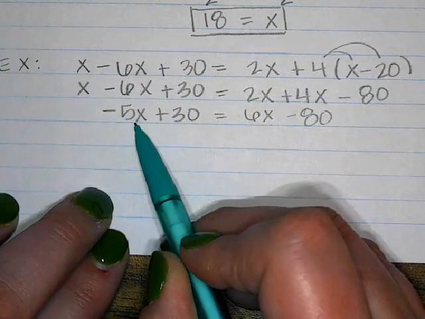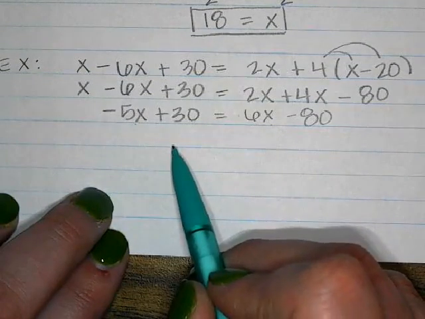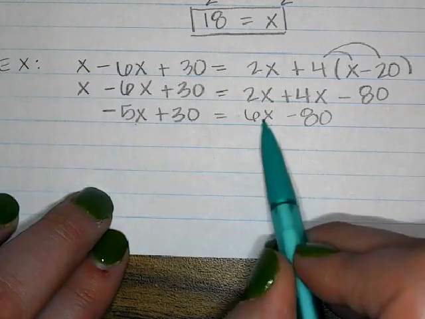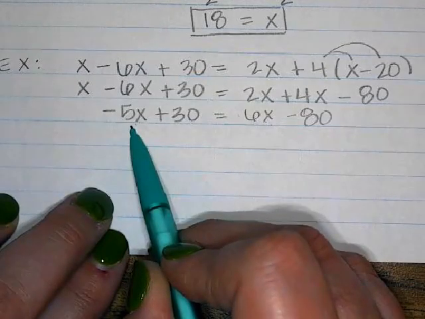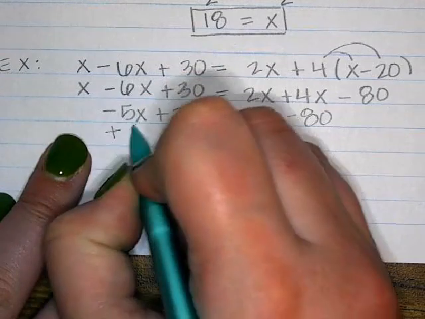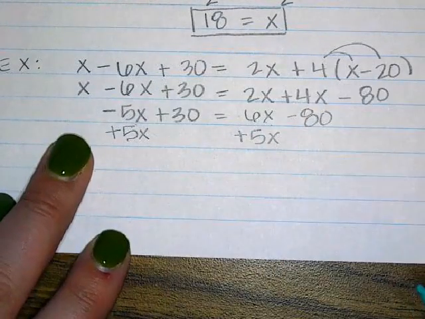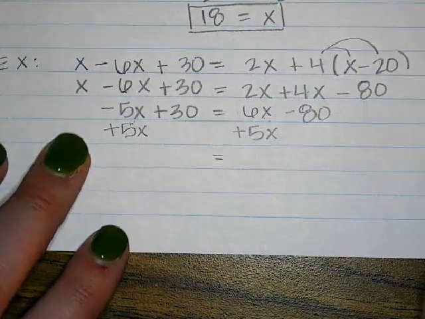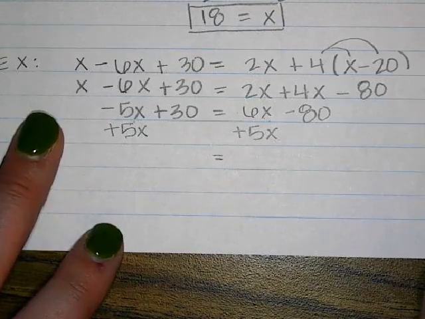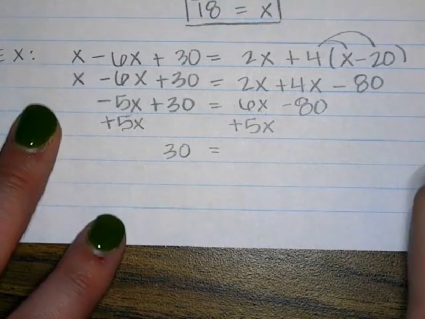You can do either way. It doesn't matter. Move them to the 6x. So if we move them over here, how do we move? We're going to add. So the opposite of negative 5x is positive 5x. How many x's do we have? 11. Okay.